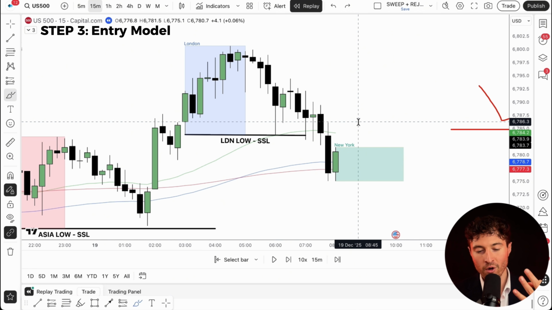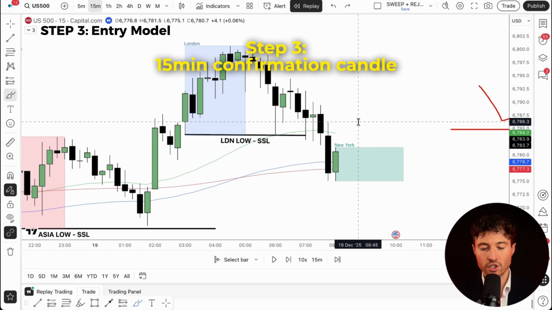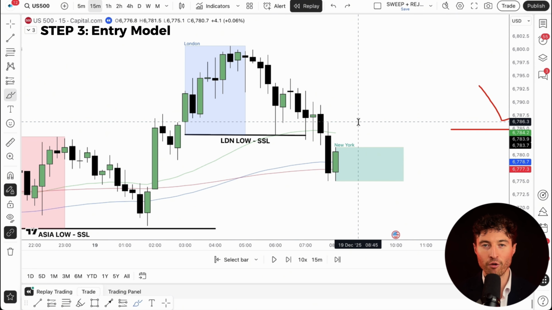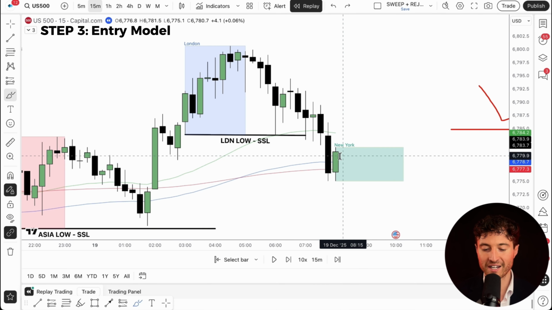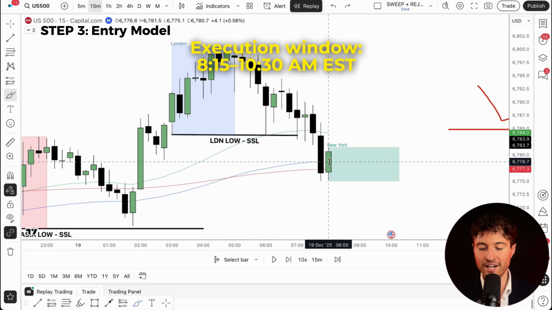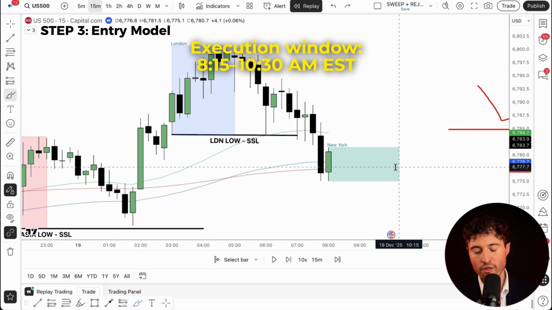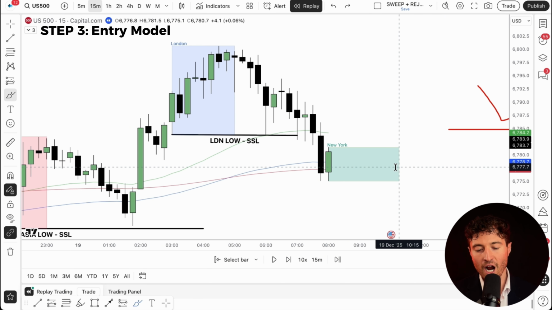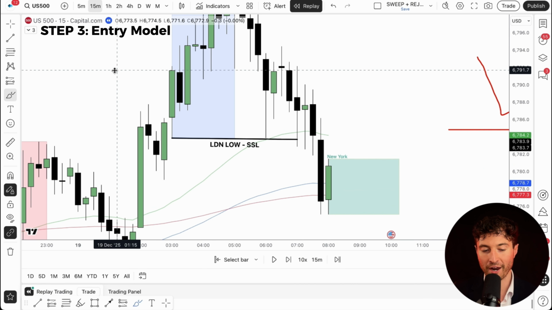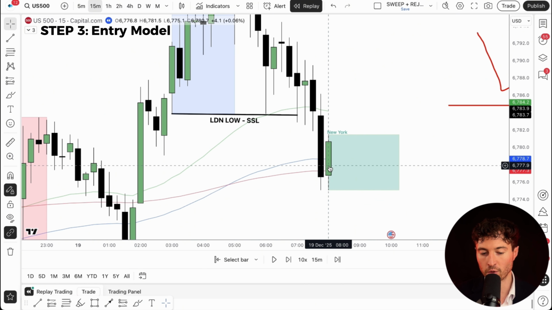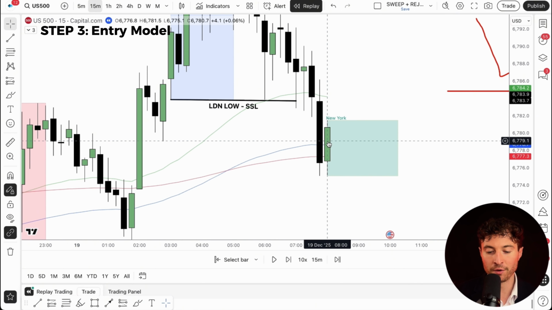So all that you're waiting for, step number 3, is a bullish 15-minute confirmation. That's it. During a kill zone, right? So it has to occur during a kill zone between 8:15 a.m. up until 10:30 a.m. Eastern. I will not be taking any entries outside of this kill zone. Okay, so that is exactly what we get right here. We see the liquidation, we see a 15-minute bullish confirm.